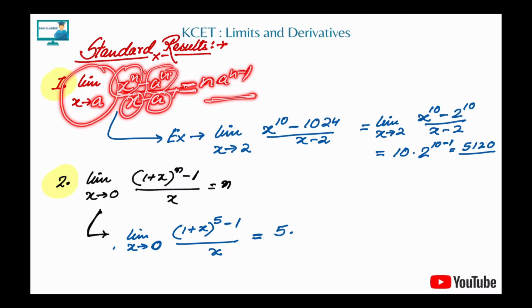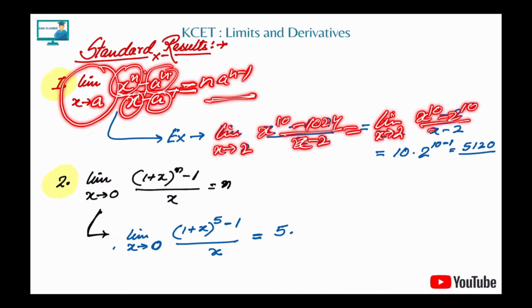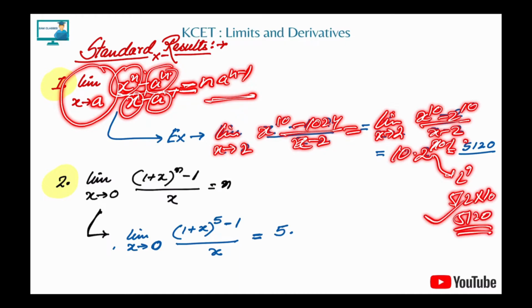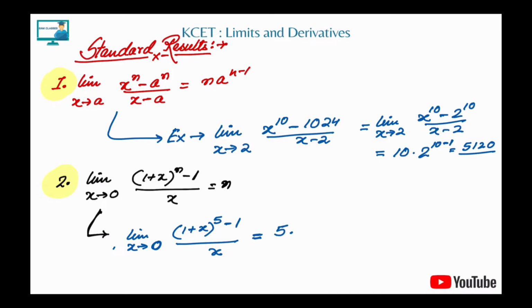So I've taken an example, let's say limit x tends to 2, (x^10 minus 1024) divided by (x minus 2). Well, sir, 1024, I don't know what it is. It's 2^10, kids. So you need to know a few of these things. So (x^10 minus 2^10) by (x minus 2), directly you can write 10 times 2^(10 minus 1). 2^9 is 512, and times 10 is 5120. Okay, done.